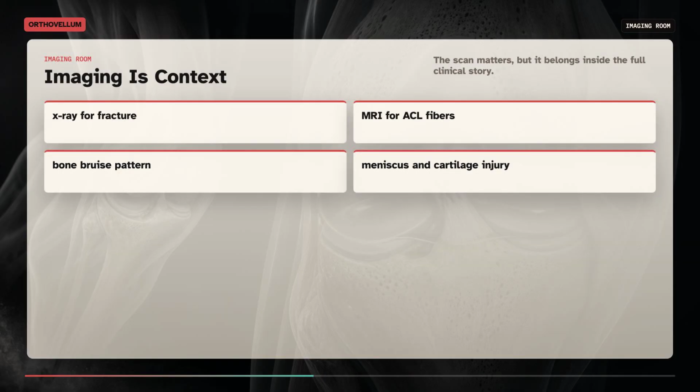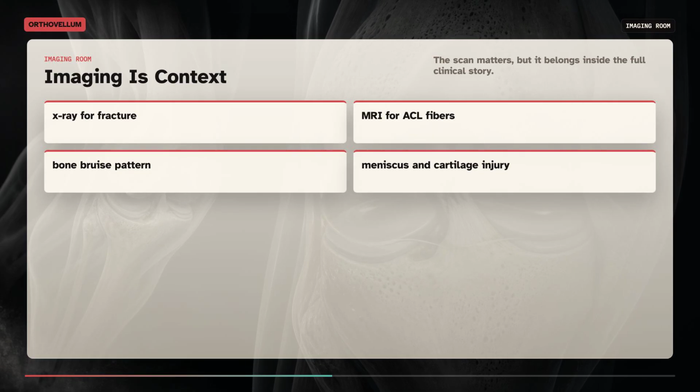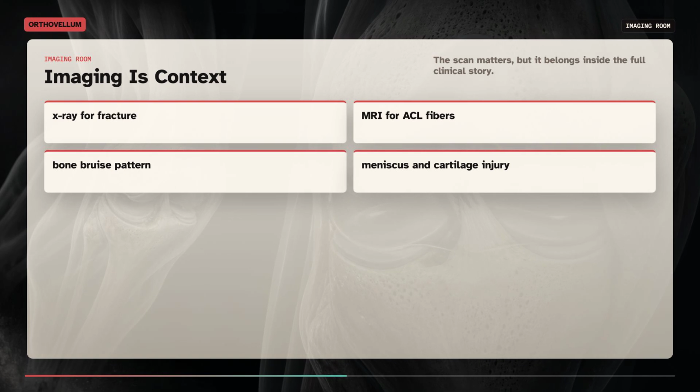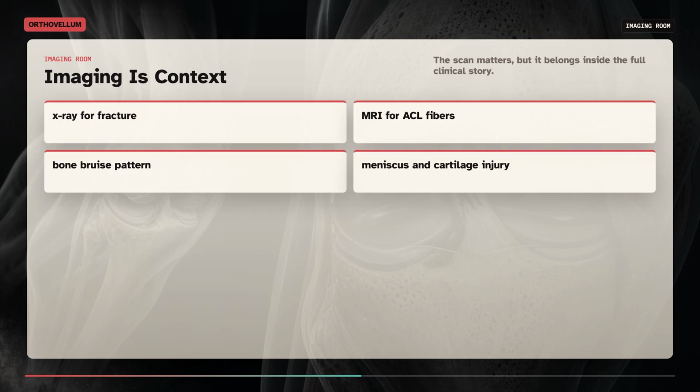Imaging helps when it is matched to the story. The useful imaging logic here is X-ray for fracture, MRI for ACL fibers, bone bruise pattern, meniscus and cartilage injury. An image is evidence, not a verdict. The same report can mean different things in different people. The skill is to connect the image, the symptoms, the exam, and the person's goals. That is the difference between treating a scan and treating a patient. A useful image question is: did this picture reveal the diagnosis, confirm the severity, exclude danger, or help plan treatment?